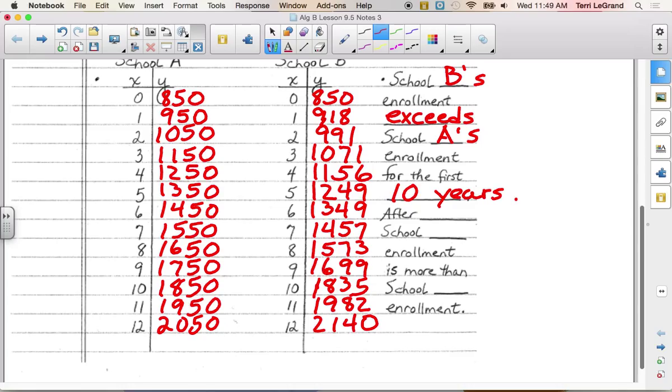After, or in other words, starting at 11 years, so after 11 years, maybe we should say, because it's like saying 11 years have gone by, that's why we can say after 11 years, or at 11 years, it doesn't matter either way. After 11 years, school A's enrollment is more than school B's enrollment. So now school A has taken over. Are they ever equal? No. One time, yeah, when they both started.